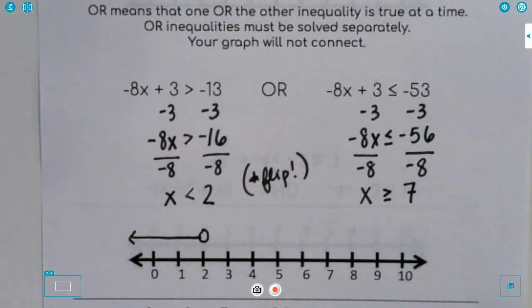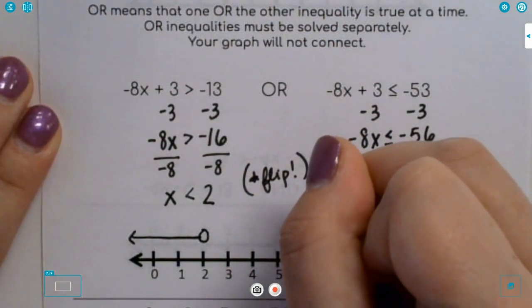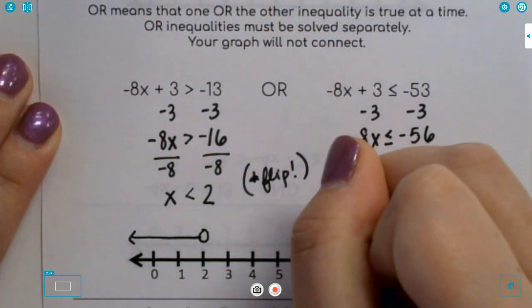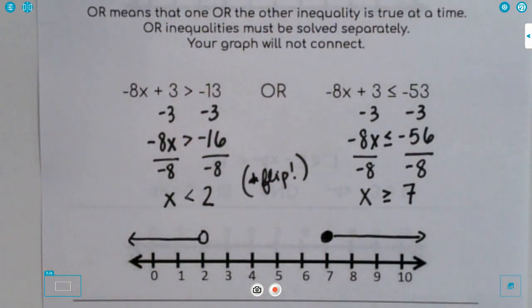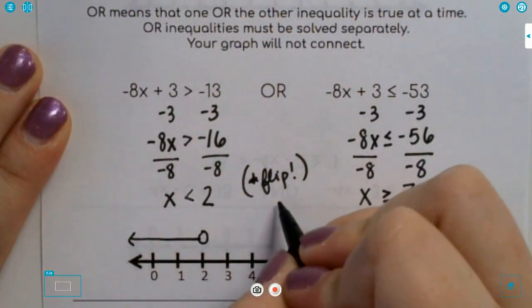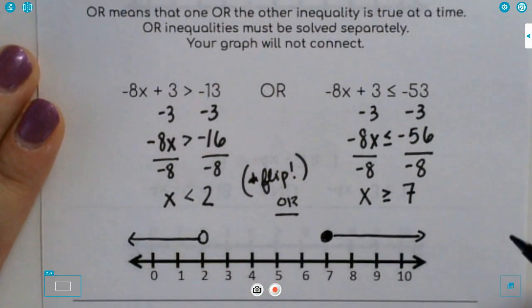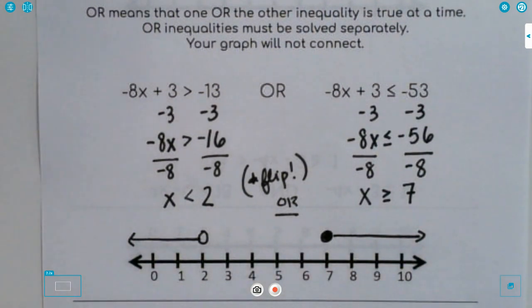For x is greater than or equal to 7, we will do a closed circle at 7 because it's greater than or equal to, and our arrow will go to the right. So this together is our two solutions graphed. Your solution is x is less than 2 or x is greater than or equal to 7, and then this is your graphed solution. Okay, any questions right now on that one?